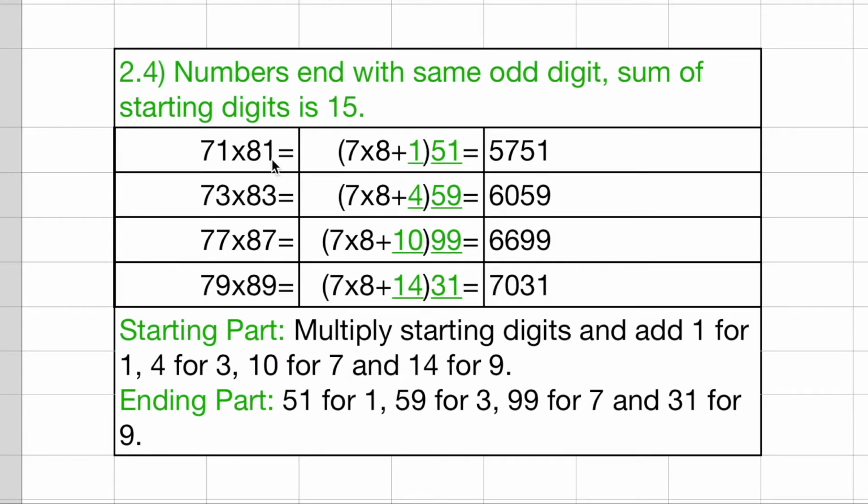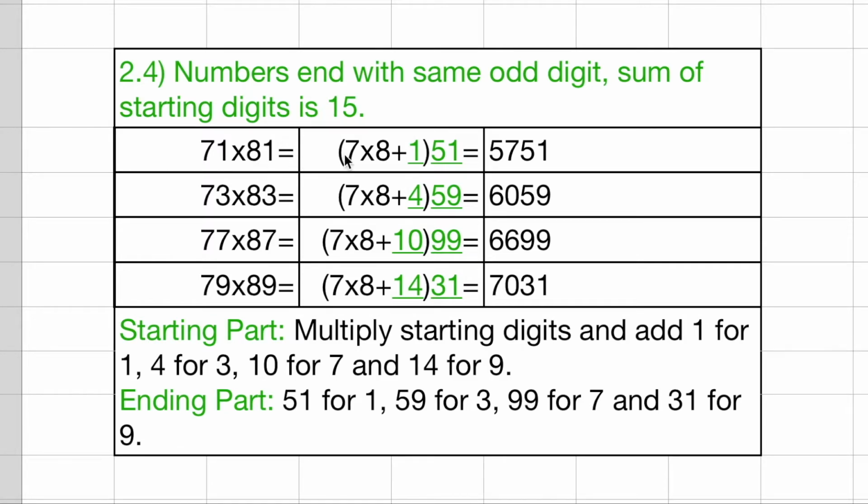Fourth special technique. Here number ends with the same odd digit and sum of the starting digits is 15. So here again number can end with 1, 3, 7 and 9. 5 case has already been addressed in previous cases. And sum of starting digits is 15. So 7, 8 or 9, 6 can be there.